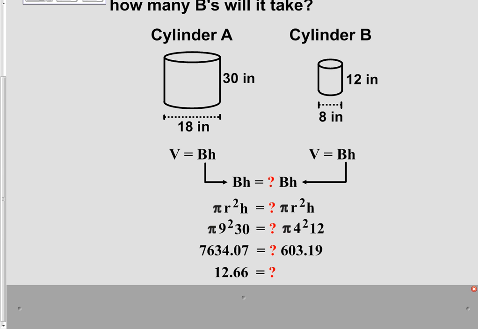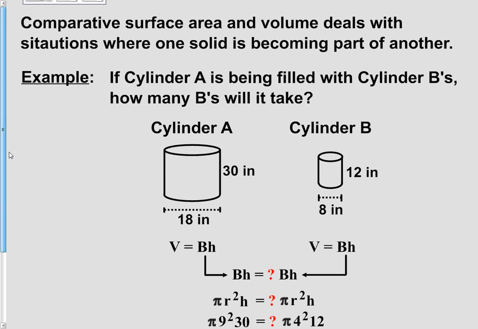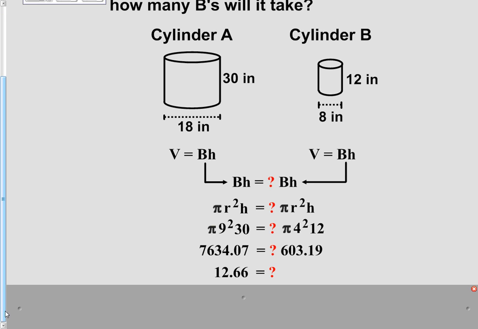Now, with the comparative surface area questions, a lot of times you need to consider the question when it comes time to actually answer it, because we may not want to leave this as a decimal. The question asked: if cylinder A is being filled with cylinder B's, how many cylinder B's will it take? Well, we ended up with basically 12 and 2/3. So essentially we are saying that it took more than 12, but not as many as 13. So if we were to shut the problem off at 12 cylinder B's, would cylinder A be filled? And the answer is no. There would still be a little bit of space left over because we needed 2/3 of another cylinder.